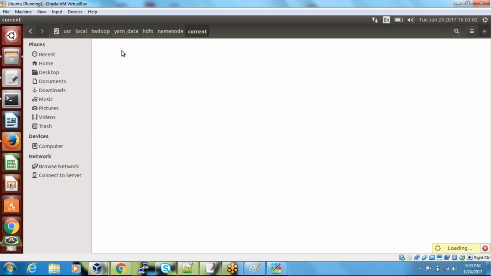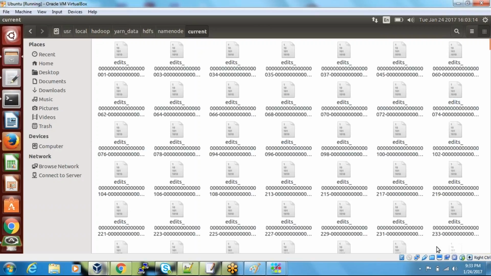What is the namespace information? As I said, two files, right? One is the edits file and the other is the fs image file. Those files will be here under the name node. You will have those two files. It's actually loading, and it's taking so much time because I have so much data here.